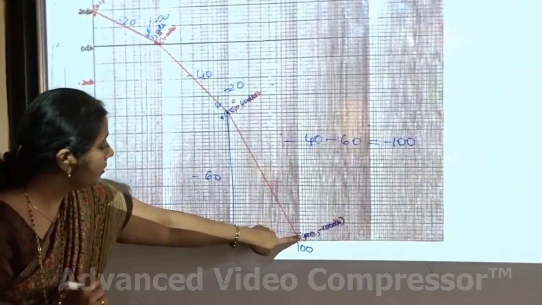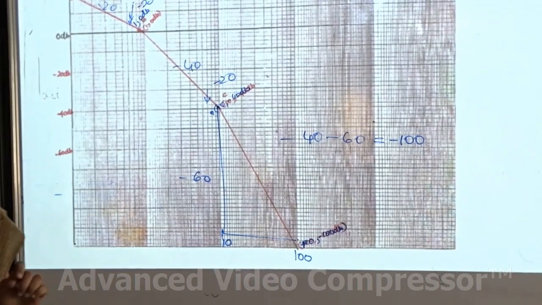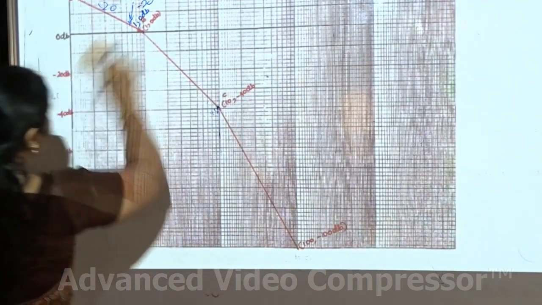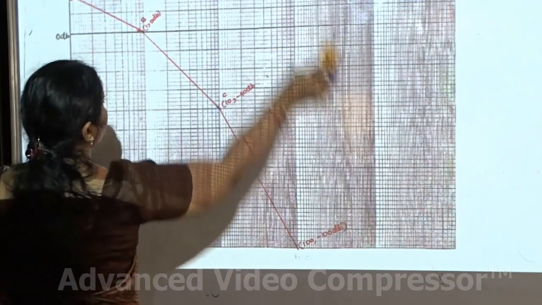Now join these 2 points. This will be the total gain plot of the system.